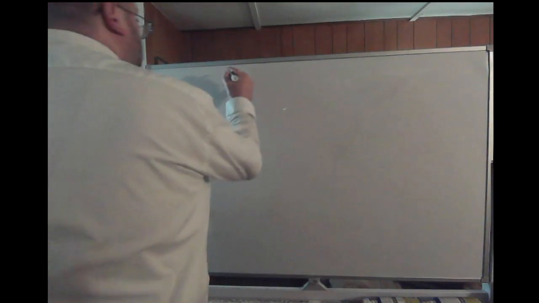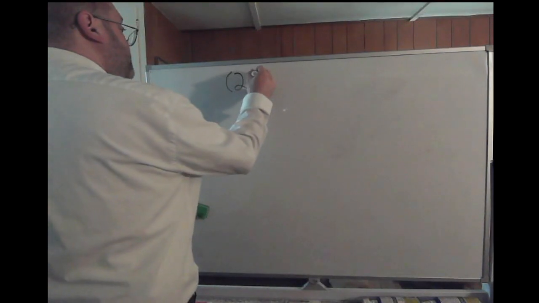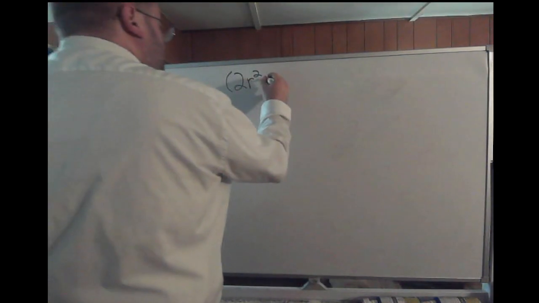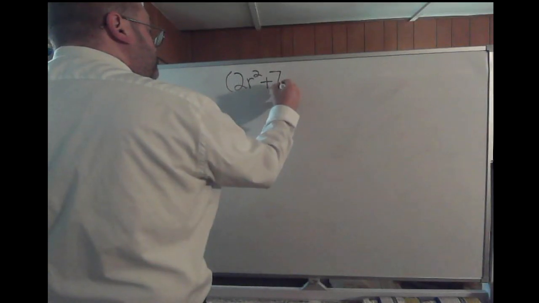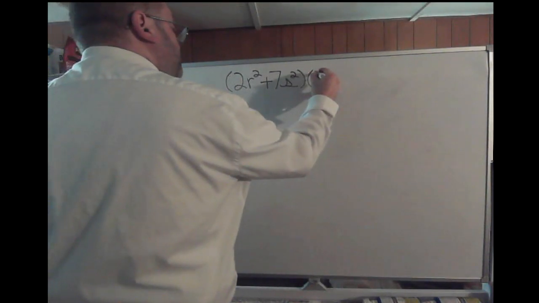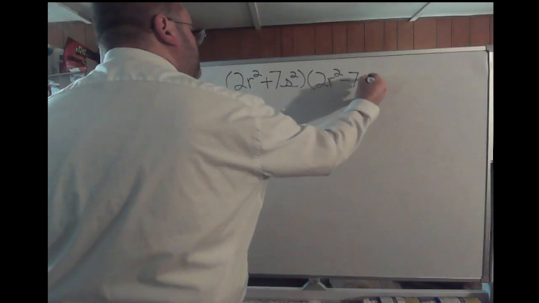Alright, I'm just going to do a few more examples here. This will be a relatively short lesson. So we have 2r squared plus 7s squared times the quantity of 2r squared minus 7s squared.